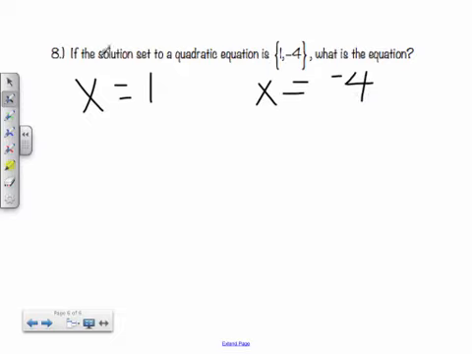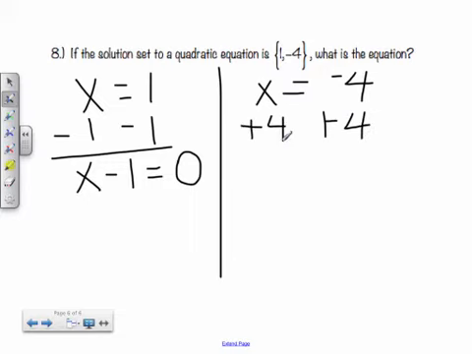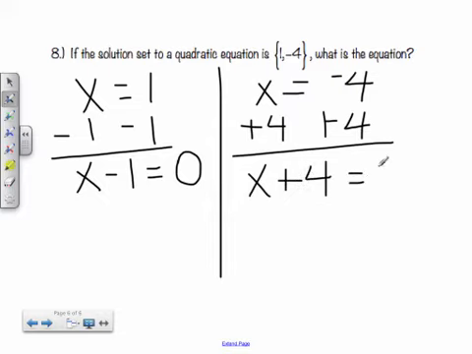Now remember, this resulted from the product of two binomials being set equal to 0. So what I'm going to do is I'm going to make this one a 0 by subtracting 1 from both sides. This is the part that we did in our t-chart. So x minus 1 equals 0. I'm going to do the same thing with my other equation right here. So I'm going to add 4 to both sides. So I end up getting x plus 4 equals 0.